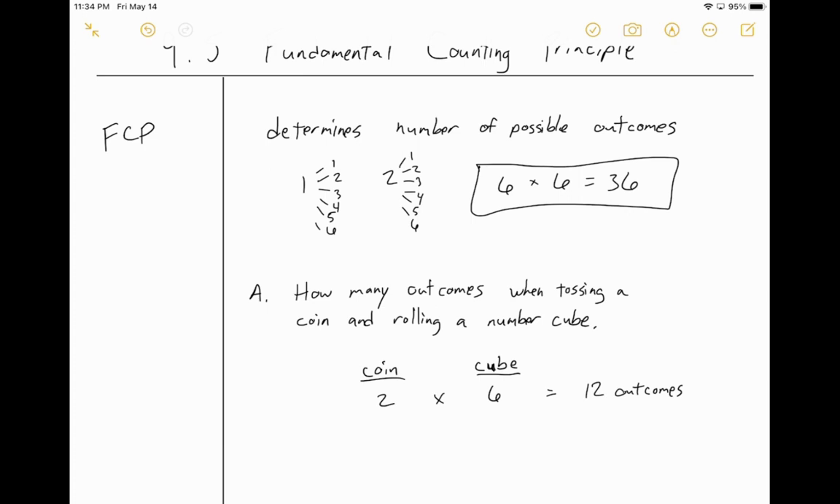What are those outcomes, right? You get heads and the number 1, heads and the number 2, heads and the number 3, so on and so forth. Then tails and number 1, tails and number 2, tails and number 3, so on and so forth.